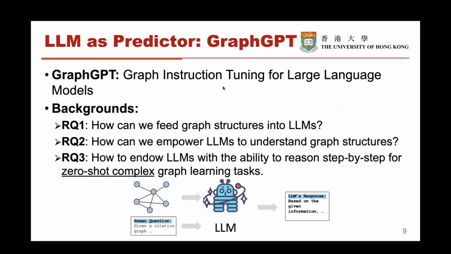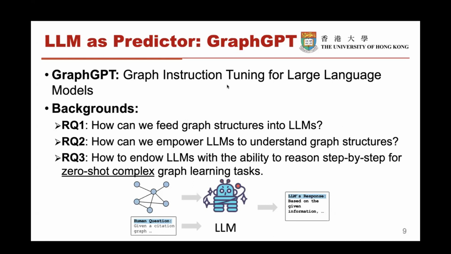Effectively combining LLMs with graph learning as a predictor poses non-trivial challenges. The first challenge is how we can feed graph structures into the LLMs in a natural language format or some other format. The second research question is how we can empower LLMs to understand graph structures, that is, how to align the LLM's reasoning ability with graph understanding.